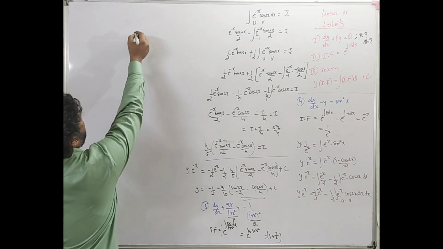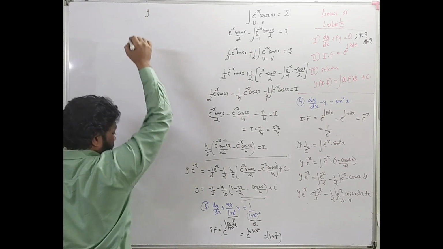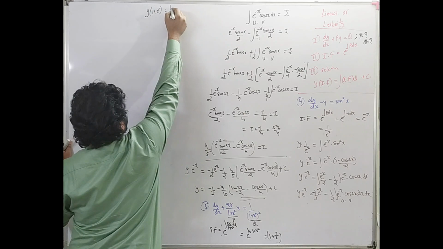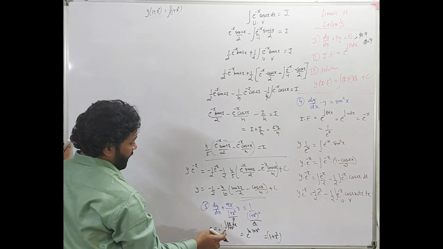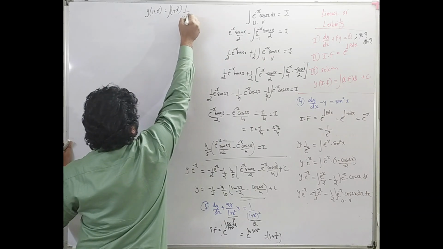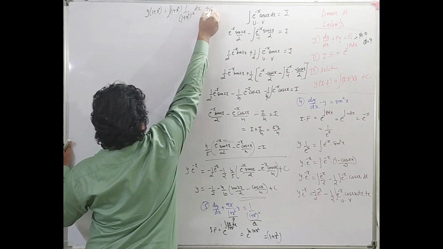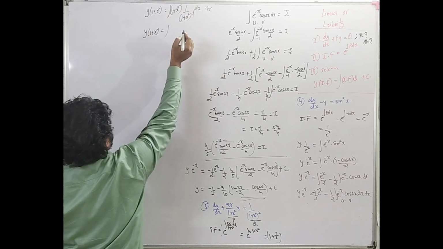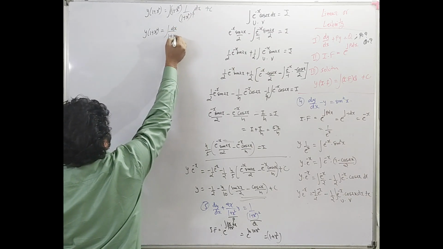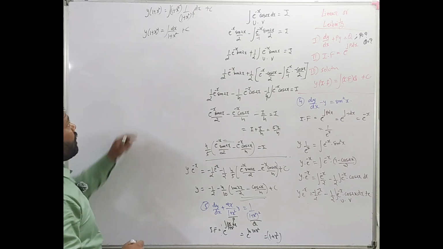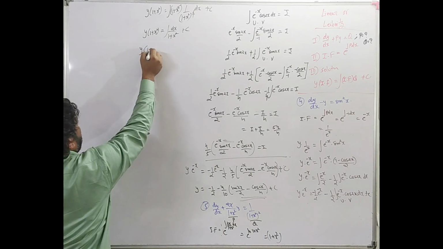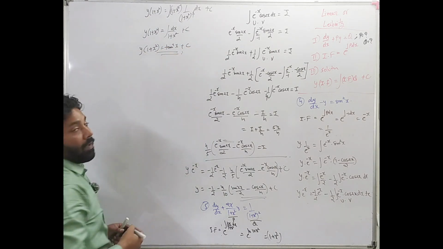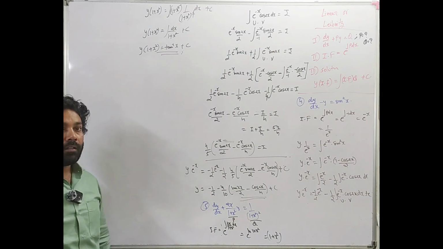Let's substitute in the solution format. So it will be y into integrating factor equal to integration of integrating factor into q, and q we have 1 upon 1 plus x square whole square dx plus c. So one 1 plus x square gets cancelled out. Y into 1 plus x square is equal to integration of dx by 1 plus x square plus c. Integration of 1 upon a square plus x square is tan inverse of x by a, plus c. So this is the required solution of the given linear differential equation.